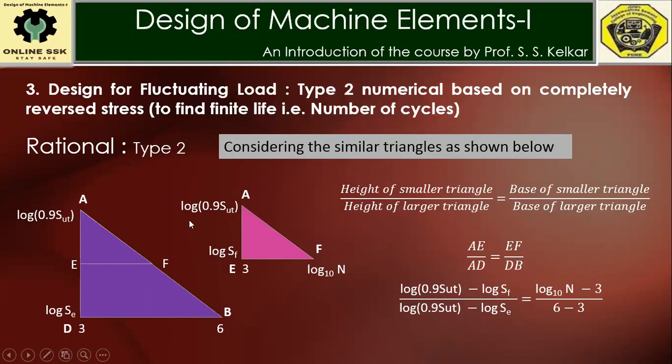Now AE is equal to log of 0.9 SUT minus log of SF. AD, the height of the larger triangle, is log of 0.9 SUT minus log of AC. Base of the smaller triangle is log n to base 10 minus 3, and base of the larger triangle DB is equal to 6 minus 3.